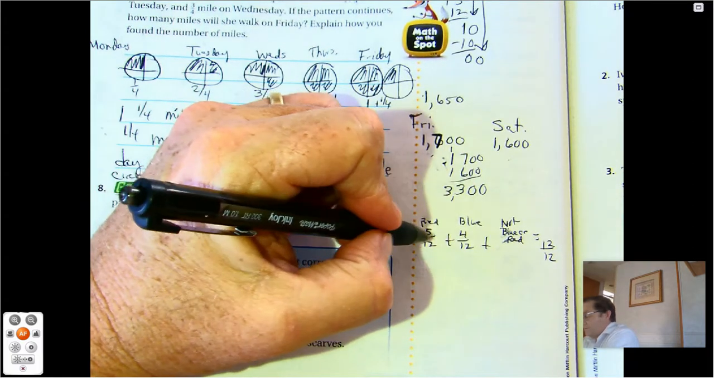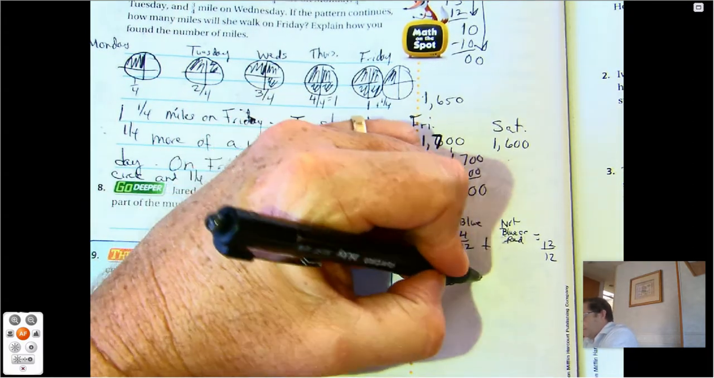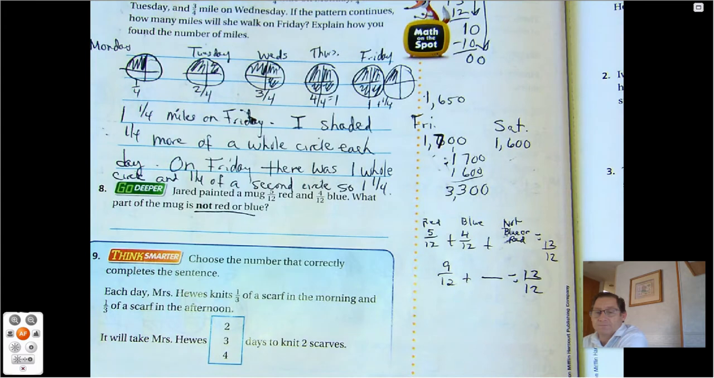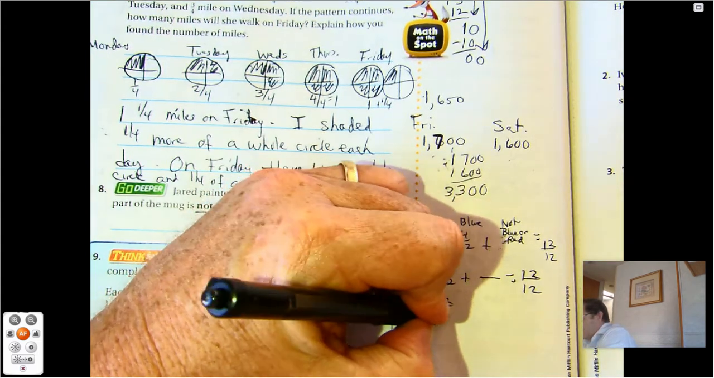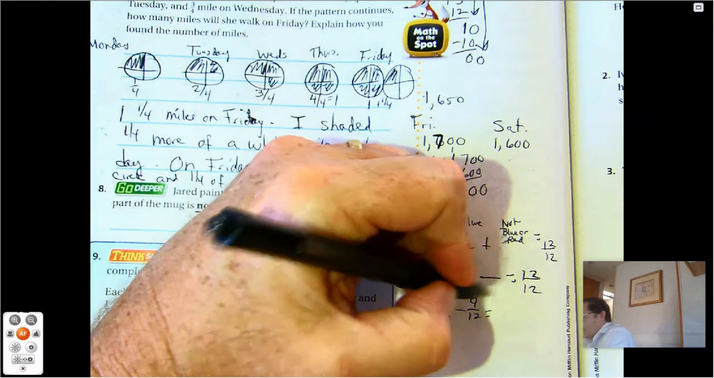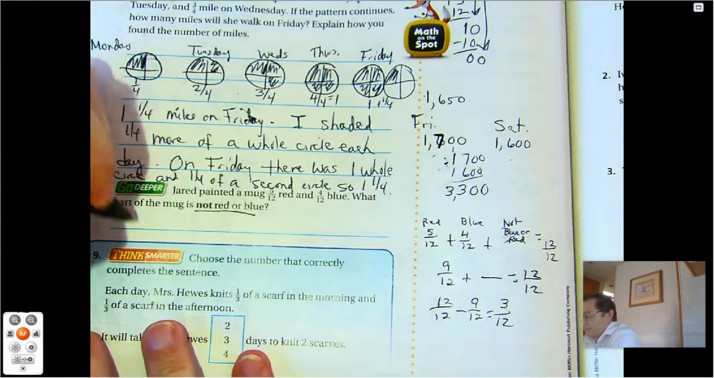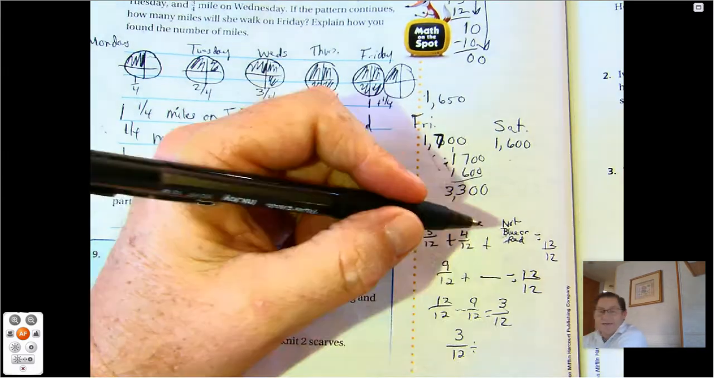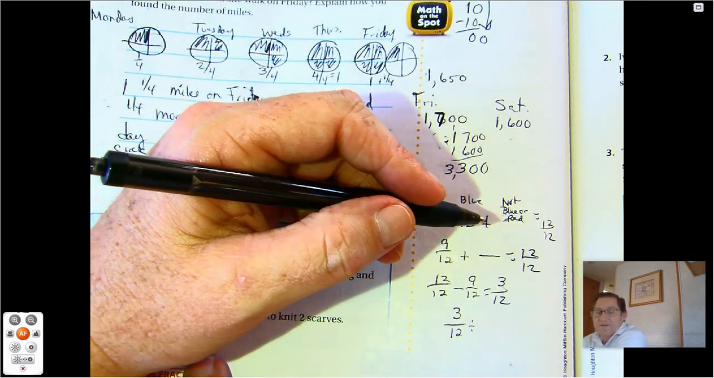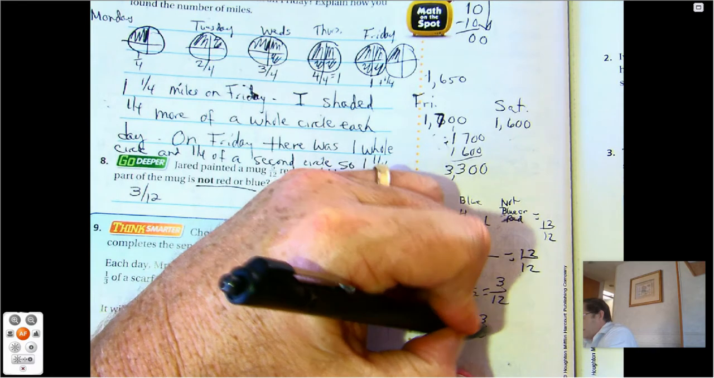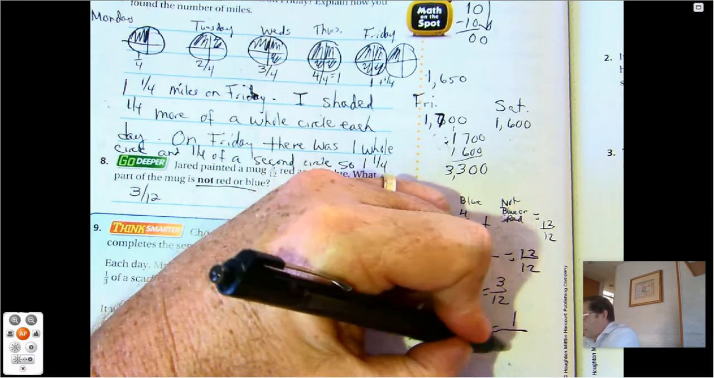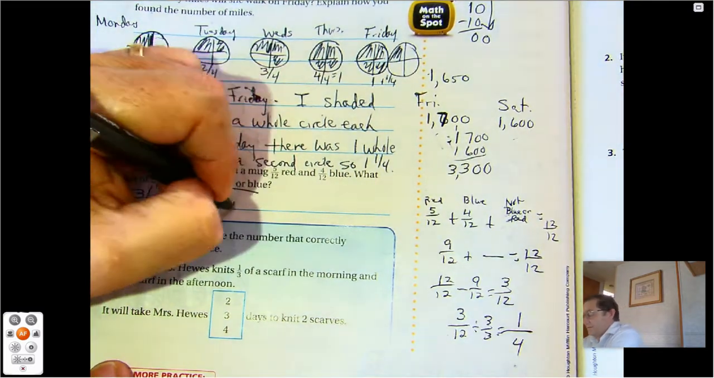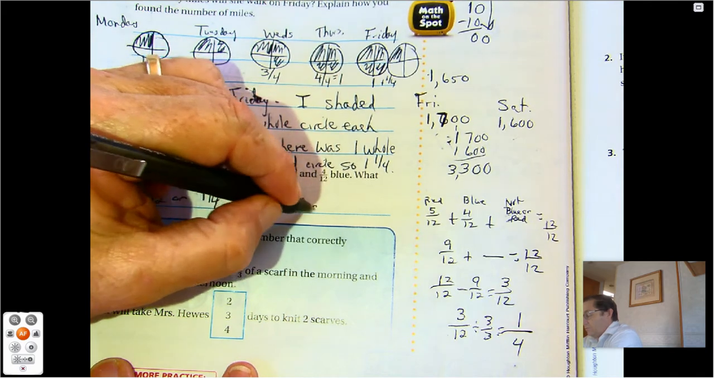So right now, 5/12 plus 4/12 is 9/12. 9/12 plus what is 12/12? So that's the same thing as saying 12/12 take away 9/12. 12 take away 9 is 3, so 3/12. 3 is a factor of 12 because I know that basic math fact. So 3 divided by 3 is 1. 12 divided by 3 is 4. So in simplest terms, it would be 3/12 or 1/4 is not red or blue.